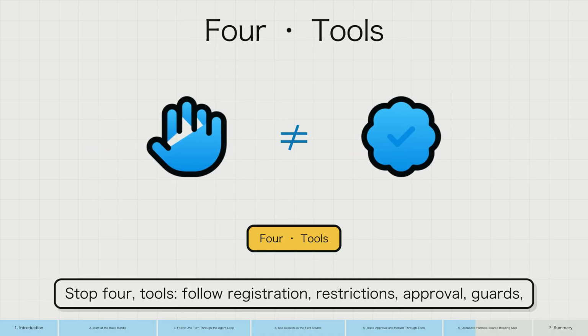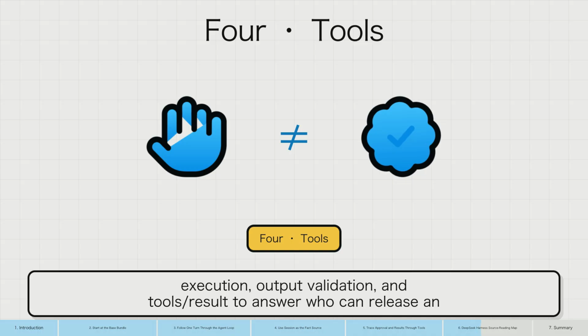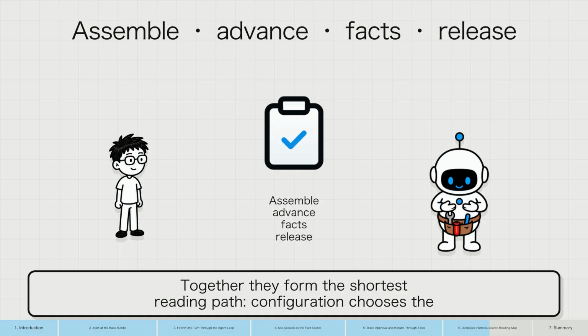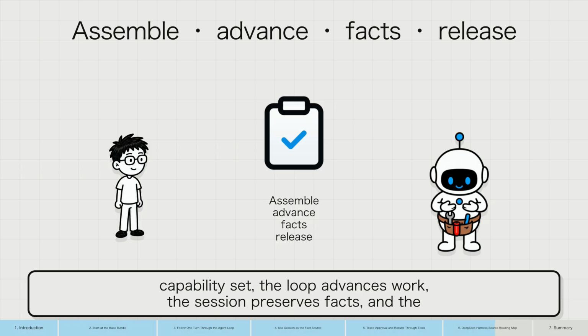Stop 4, tools, follow registration, restrictions, approval, guards, execution, output validation, and tools/result to answer who can release an action and how its result is recorded. Together they form the shortest reading path. Configuration chooses the capability set, the loop advances work, the session preserves facts, and the tool chain constrains actions.